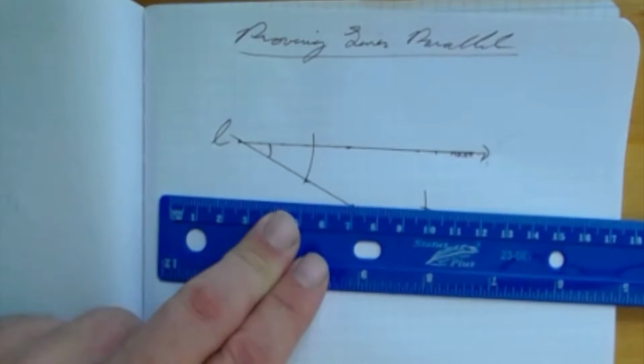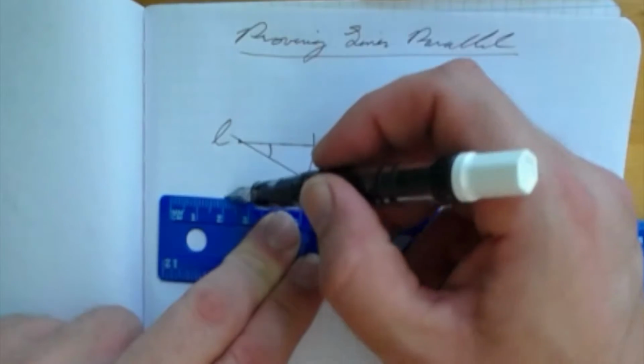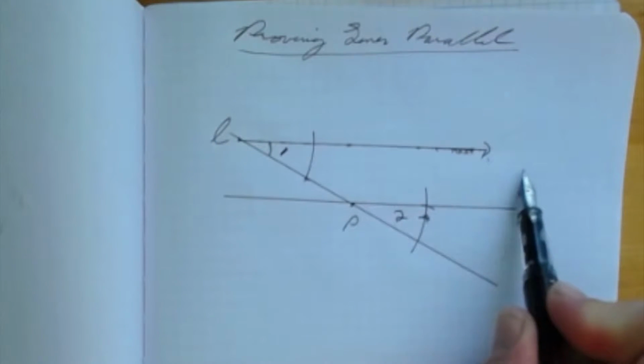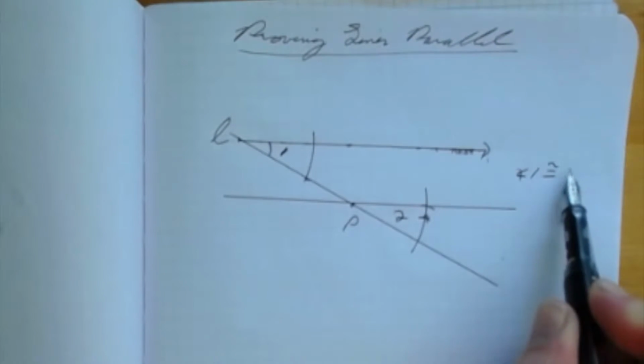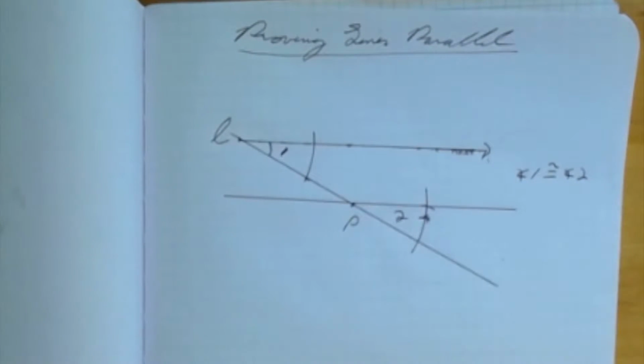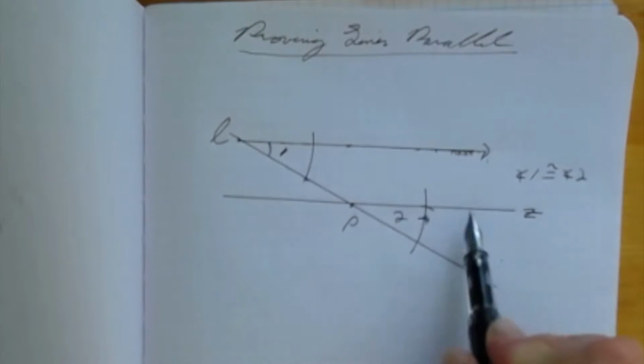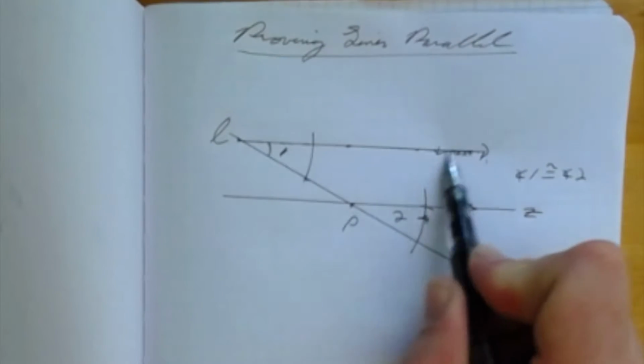So I'm going to connect these two points with a line. Now what I've got is that this angle right here, I'll call angle 1, and this angle 2. Angle 1 is congruent to angle 2. And when angle 1 is congruent to angle 2, then what I've done is I've created a new line, Z, and this new line is parallel to my original line, L.